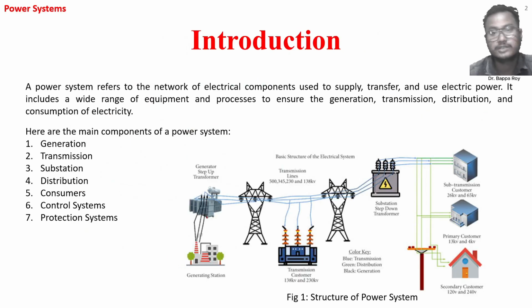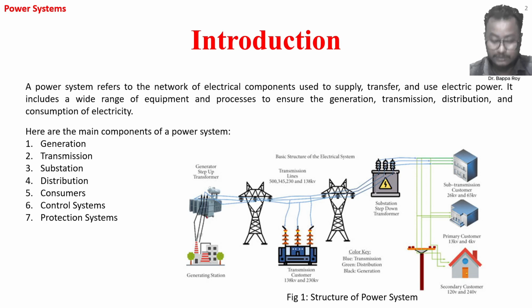So what is power system? A power system refers to a network of electrical components used for supply, transfer, and use of electric power. It includes a wide range of equipment and processes to ensure the generation, transmission, distribution, and consumption of electricity. Here you have to concentrate on the main things: one is generation, transmission and distribution, and the fourth thing is consumption of electricity.